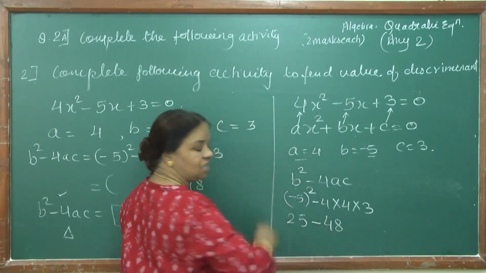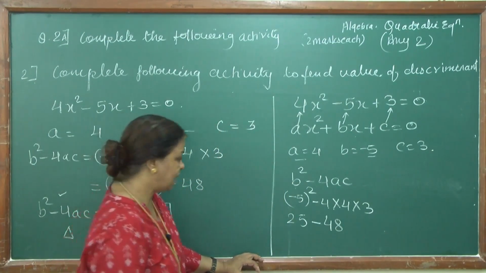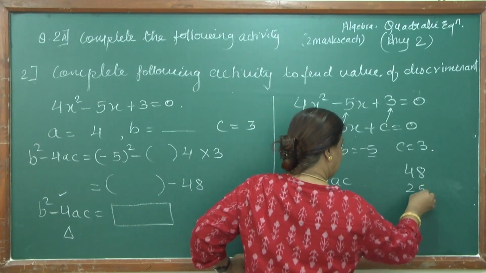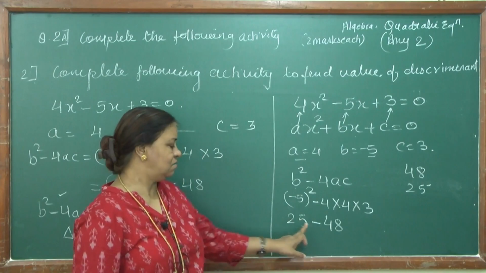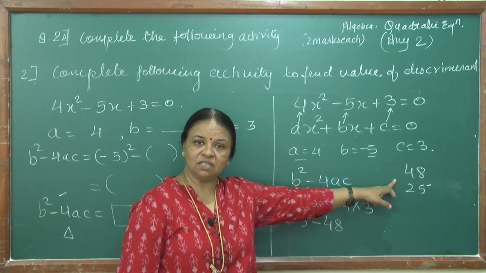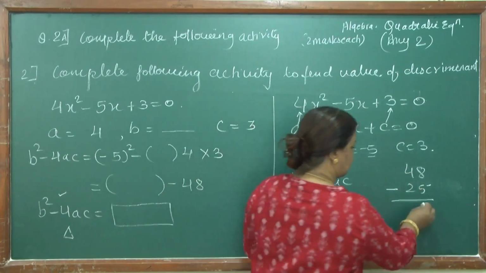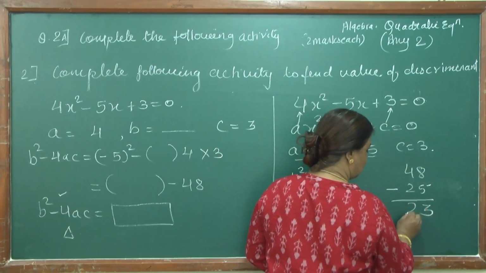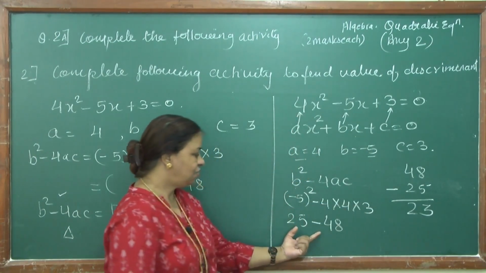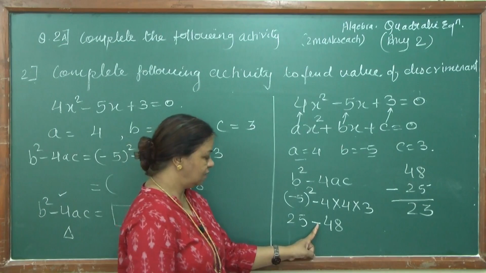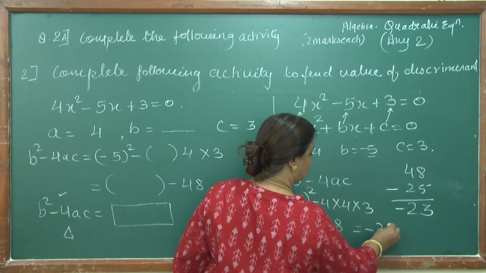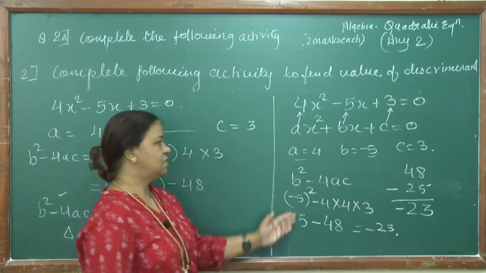So 25 minus 48, you need to subtract here, children. Let us subtract 48, 25. Now why we need to subtract? One is plus, one is minus. So bigger number I wrote first, and then I am subtracting the smaller number. 8 minus 5 is 3 and 4 minus 2 is 2. Which number is greater? 48 is greater. See for the sign of 48, what is the sign? Minus. So what is your answer? Minus 23. So this is the way you will be solving.